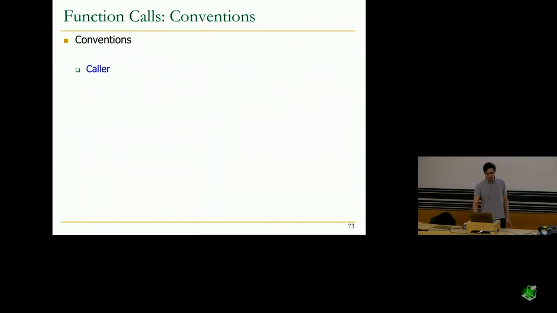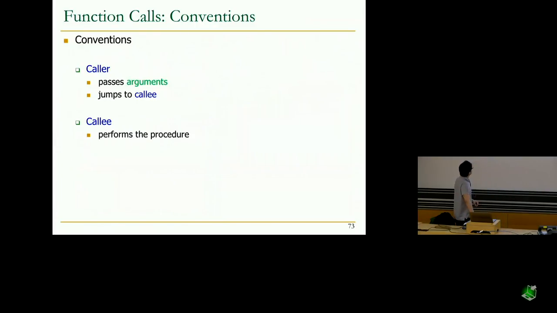There are some conventions here that you need to know. I guess that you are already familiar with most of them. The caller passes arguments and jumps to the callee. That essentially means changing the value of the program counter to point to the address where the function starts. The callee performs the procedure and returns a result to the caller.